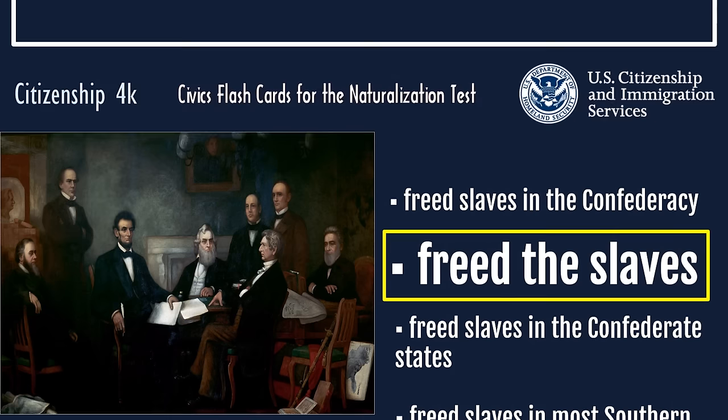What is one right or freedom from the First Amendment? Speech.